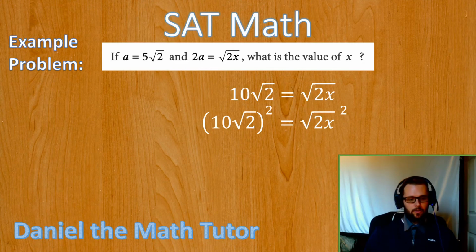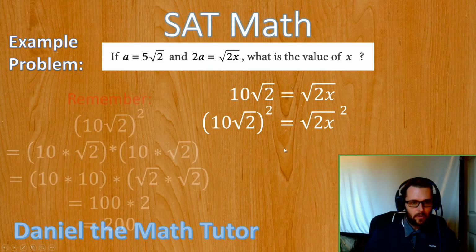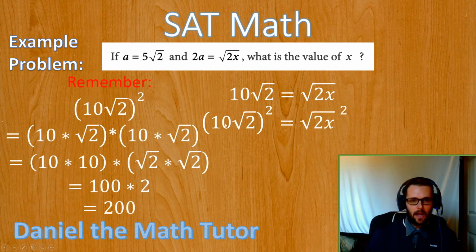So squaring 10 root 2 means multiplying 10 root 2 times itself. Since these numbers are all multiplied together, they can be reordered or multiplied in any order. So we should remember all of this information here. How to square this left-hand side of the equation, 10 root 2, that is equal to 10 root 2 times itself, 10 root 2 again. And 10 root 2 is 10 times the square root of 2. So this is really just 4 numbers multiplied times each other.